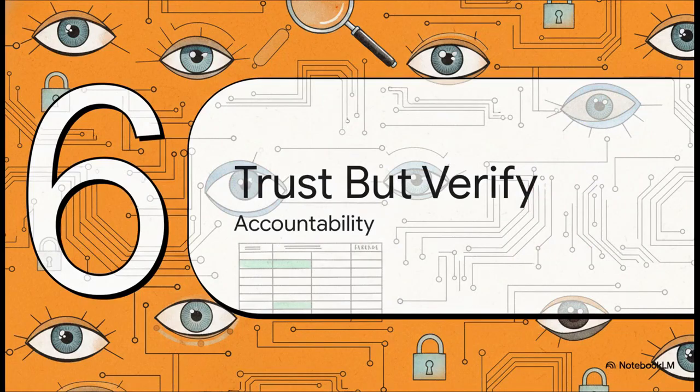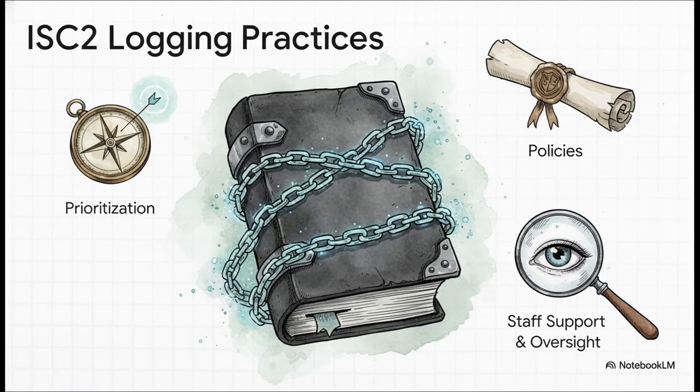Finally, we arrive at Section 6, Trust but Always Verify, looking at administrative accountability. Accountability is basically how we watch the watchers. ISC2 defines 4 crucial logging practices here. First, prioritization, defining exactly what you need to capture based on legal or policy rules. Second, policies and procedures, to make sure every necessary event is actually recorded. Third, log infrastructure, like a SIEM platform, for tamper-proof storage. And fourth, staff support, meaning training your team to actually manage and analyze these logs. Keep in mind, for ultra-high-risk sessions, this might even mean full video session recording to get undeniable forensic evidence.